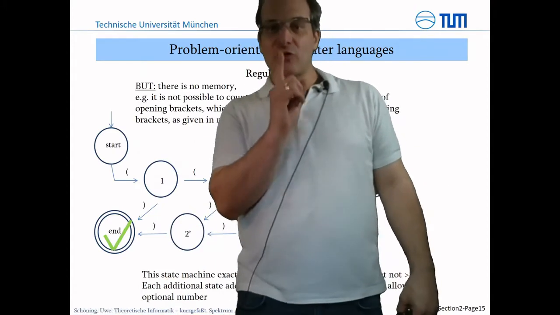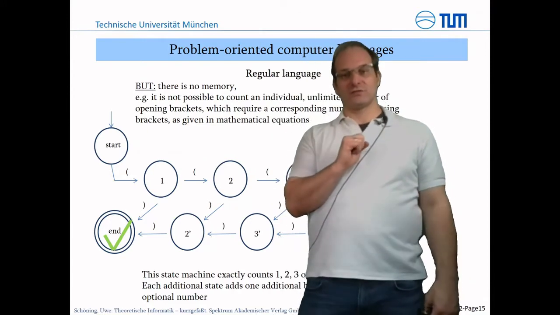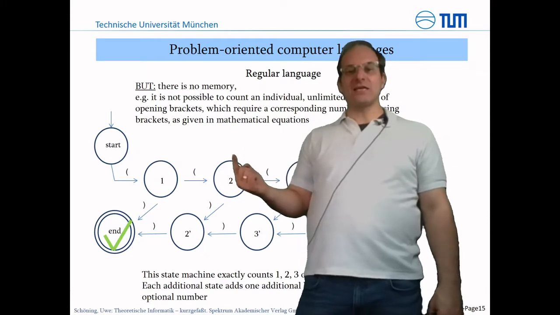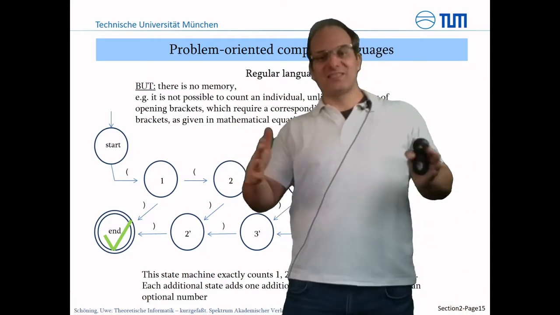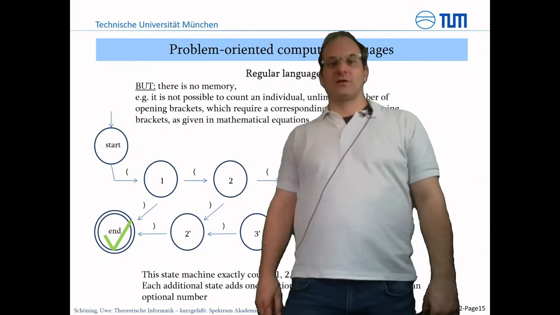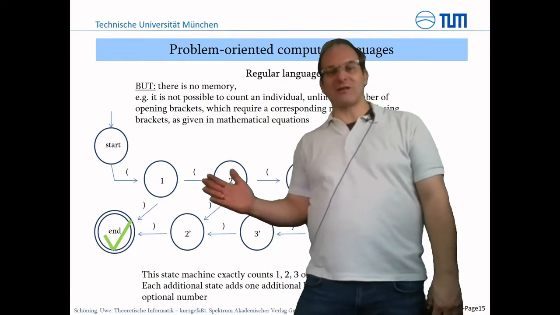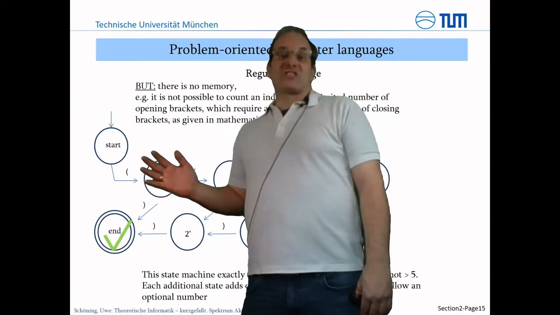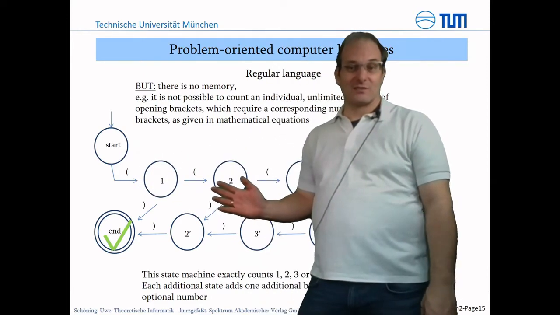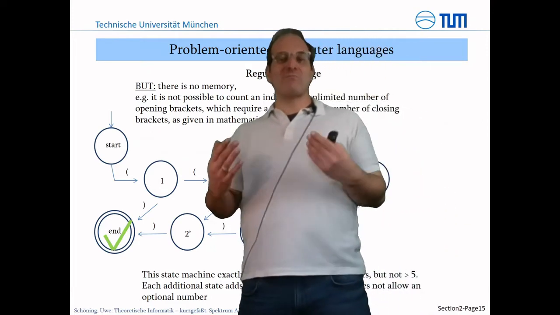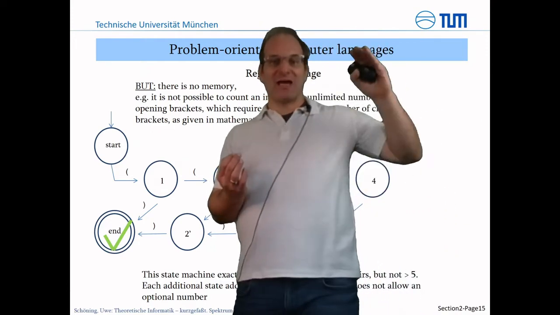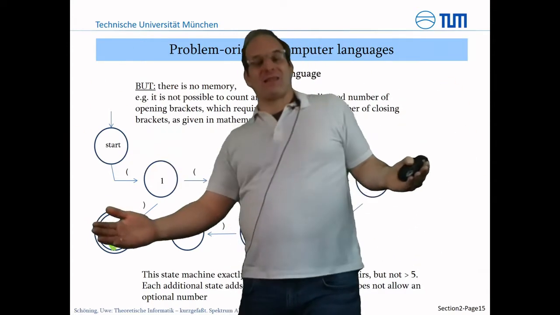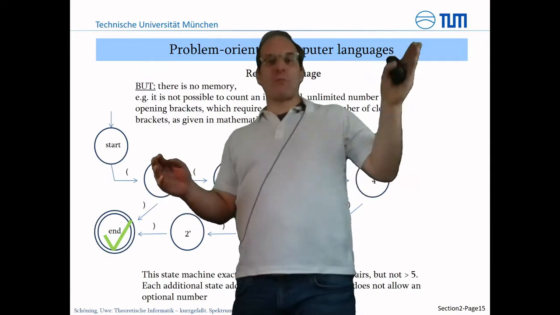What is now not possible with these simple languages? So remember, regular expressions are easy and they check sequences of characters. But what is not possible is something which you need for checking, for example, parentheses. Why? If you have mathematical expressions, you always have the same number of opening parentheses or braces and closing braces. So you have to count how many you have.